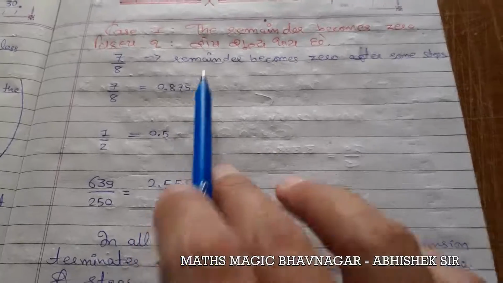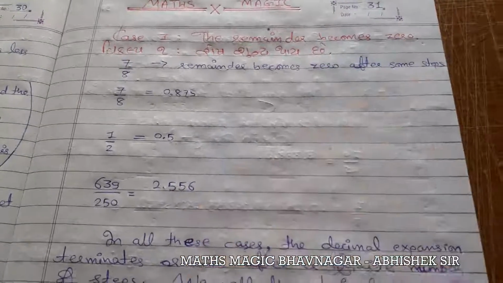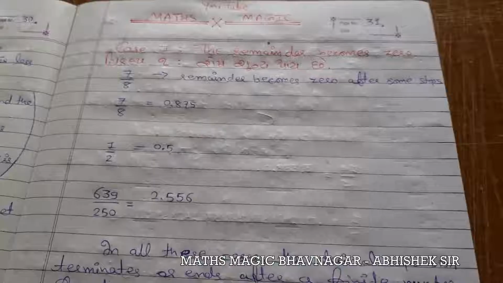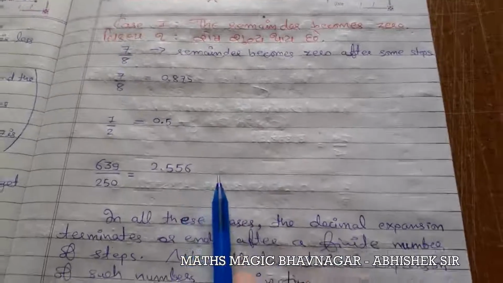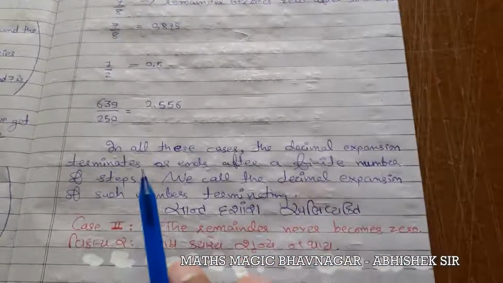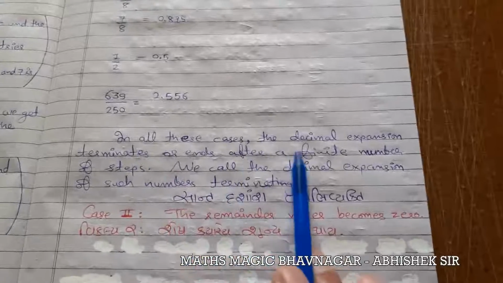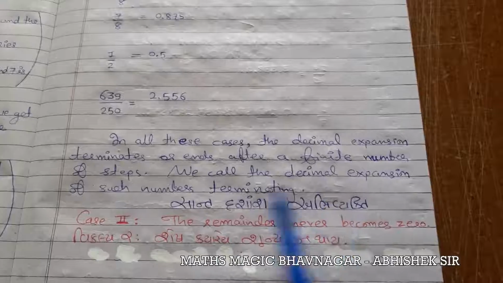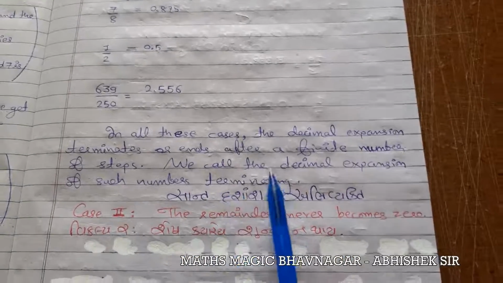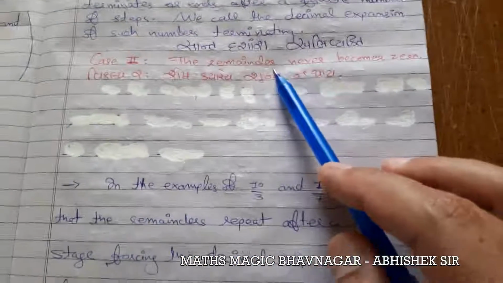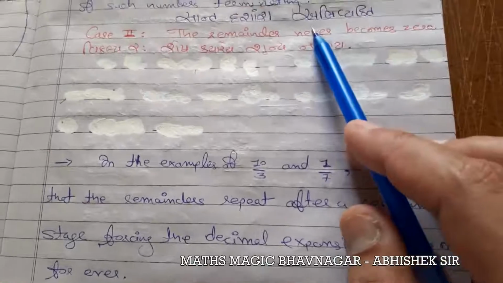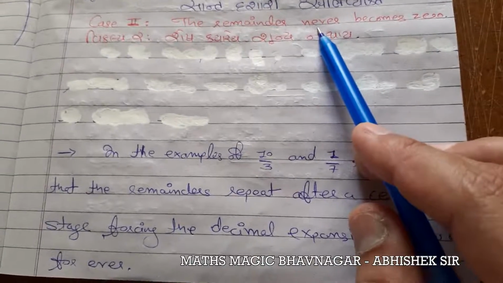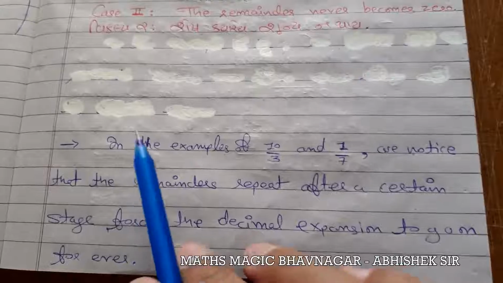So in all the three cases, after some calculation or after some digits, the calculation stops because the remainder is becoming 0. In all these cases, the decimal expansion terminates or ends after a finite number of steps. We call the decimal expansion of such numbers terminating. Case 2 is discussed, in which the remainder will not become 0, but it will repeat or recur after some points.